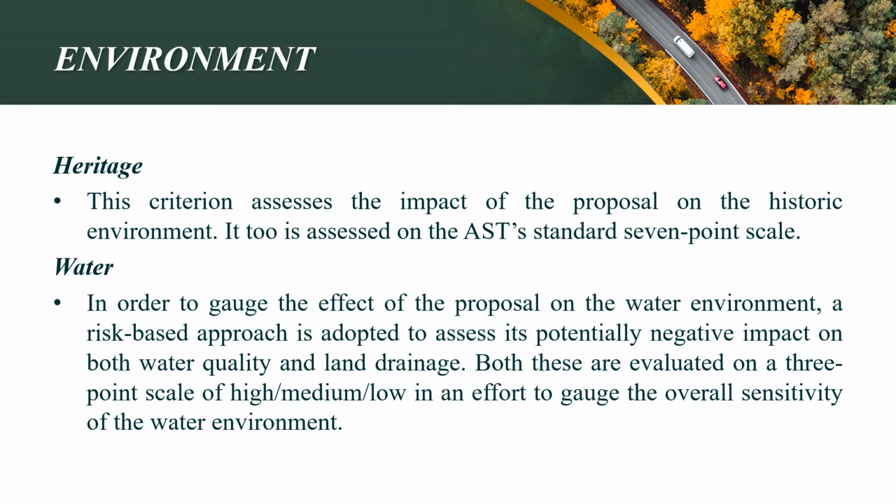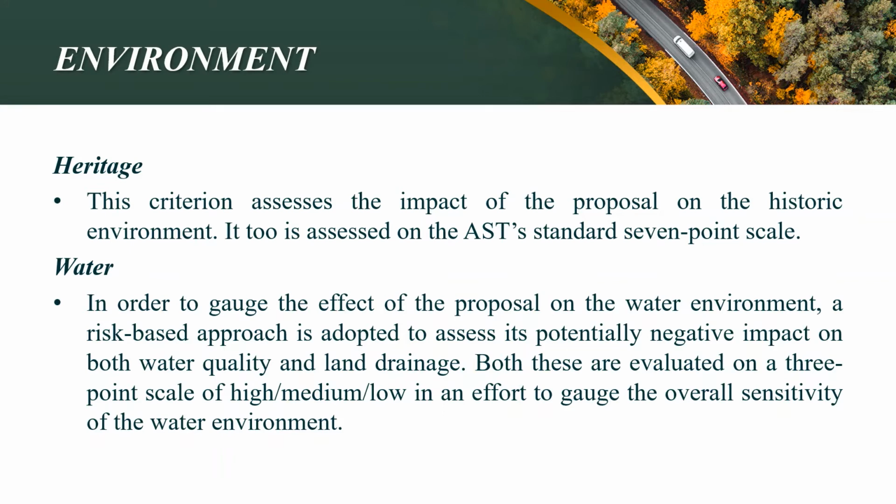Next is heritage. This criterion assesses the impacts of the proposal on the historic environment. It is assessed on the AST standard 7-point scale, which is mentioned on the previous slide.